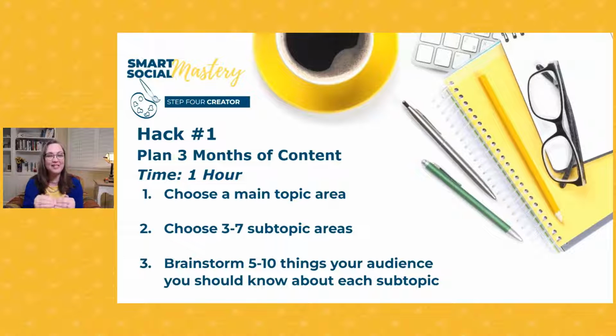And then you're going to have to take some time, and it shouldn't take a ton of time, to brainstorm 3 to 7 subtopics inside of that main topic. And those are the ones that you're going to use. Then you sit down with these things and you brainstorm 5 to 10 things your audience should know about each subtopic. And there are a lot of cool ways to hack that as well.